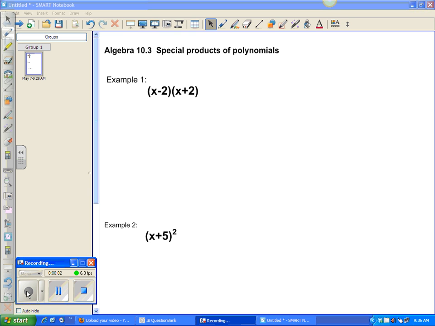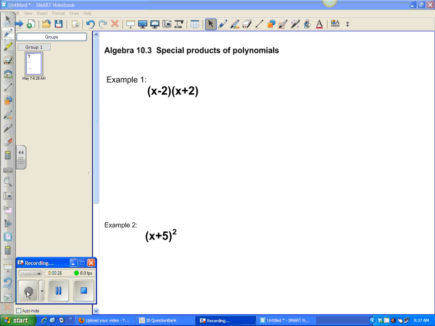Okay, here we have Algebra 10.3, the special products of polynomials. And this one is just, I want you to recognize that there's a pattern that you encounter with certain polynomials. There's actually that green box in the special products of polynomials that talks about a plus b times a minus b gives you a certain weird number. Let's just look at this pattern right here.